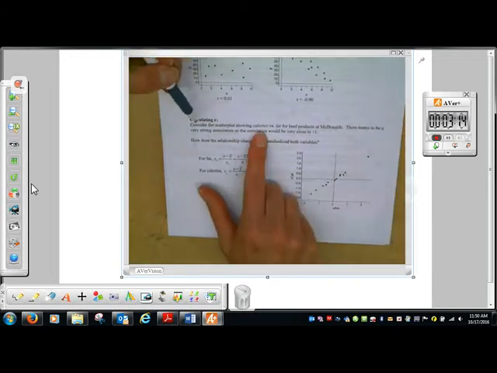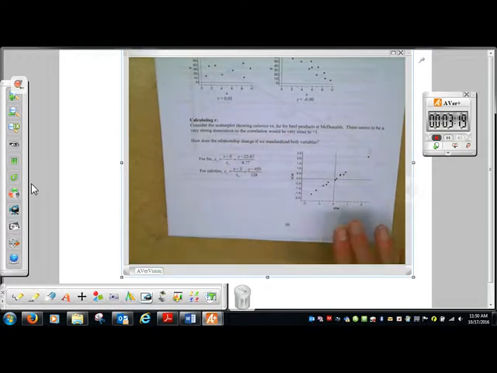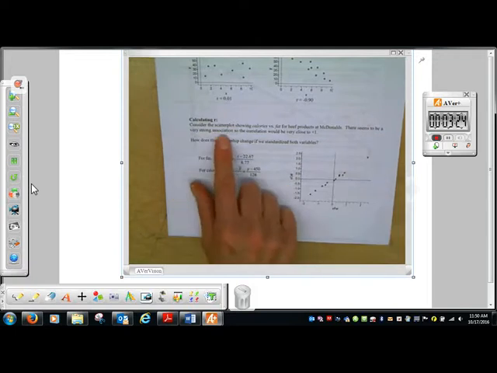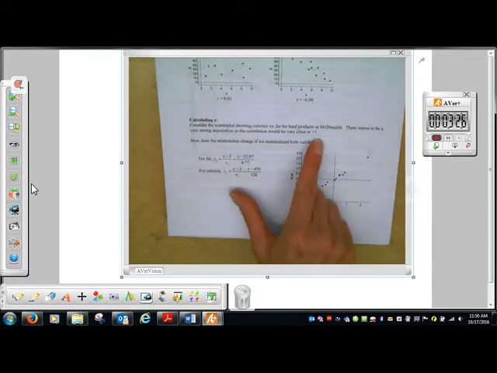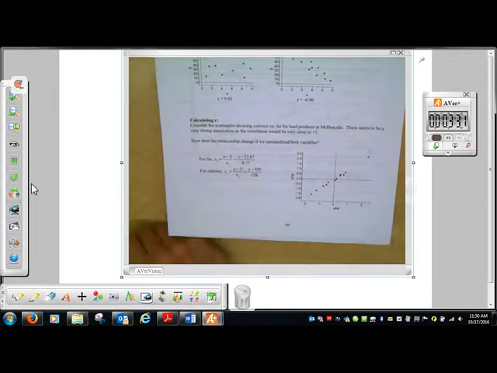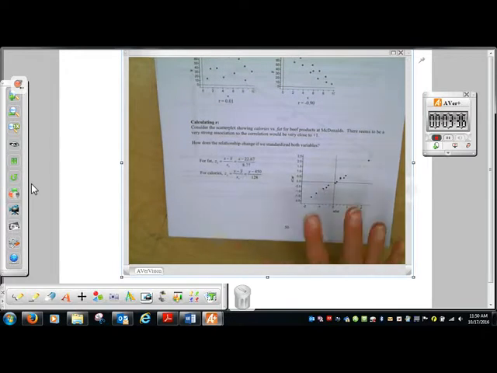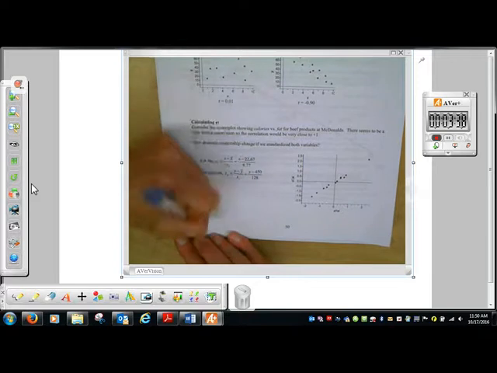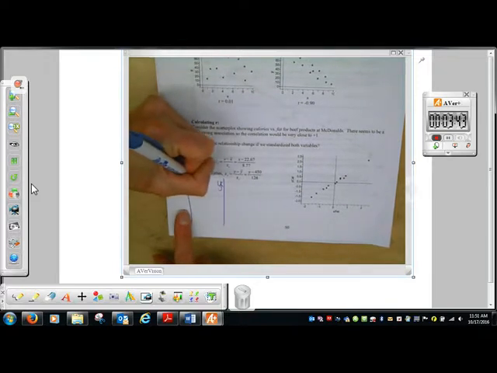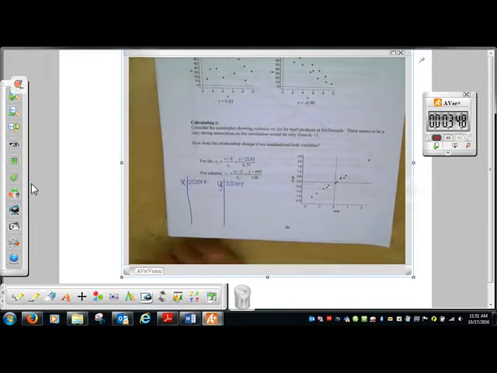Consider the scatter plot for calories versus fat for beef products at McDonald's. This is the same one we had on the other page. There seems to be a very strong association, so the correlation should be very close to +1. How does the relationship change if we standardize both variables? This is just walking you through how we calculate R, which you don't have to do. What they're going to do is take every X value and every Y value and change them into Z-scores, every X value into its Z-score and every Y value into its Z-score.